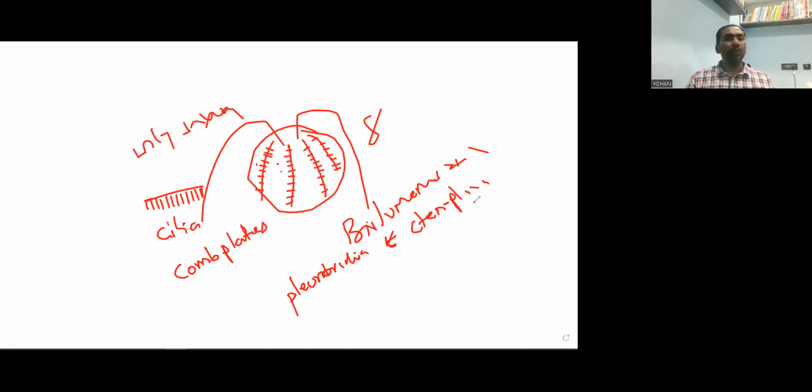And what are the unique features found in Ctenophora? Number 1, bioluminescence. Number 2, arrangement of comb plates in 8 rows, which help in swimming. This is about Ctenophora. And tomorrow, I'll ask questions from all these phyla. Okay?